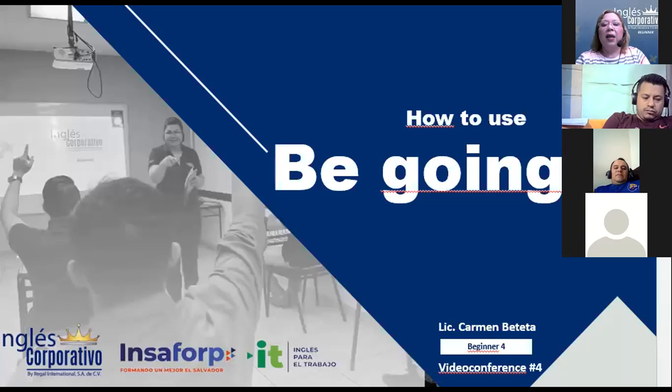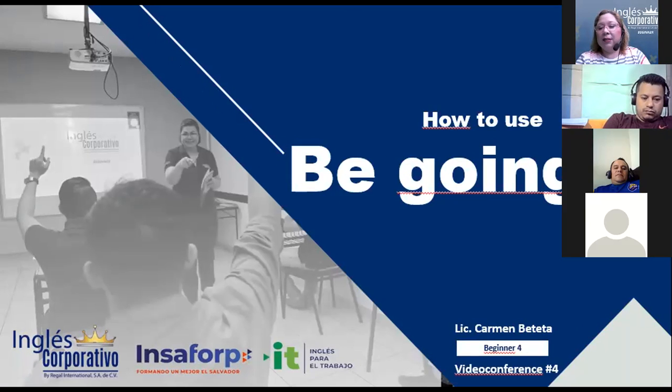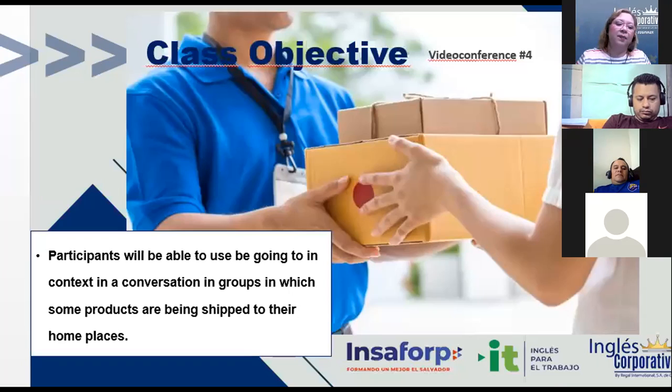It's okay. To remember, this is your video conference number 4. Today is the 28th, okay, July the 28th. And we know that be going to is one of the ways to express future things, maybe things that are planned or scheduled events, okay? So we use be going to express future actions or to express scheduled activities. So in that case, we are going to use this according to this objective, okay?